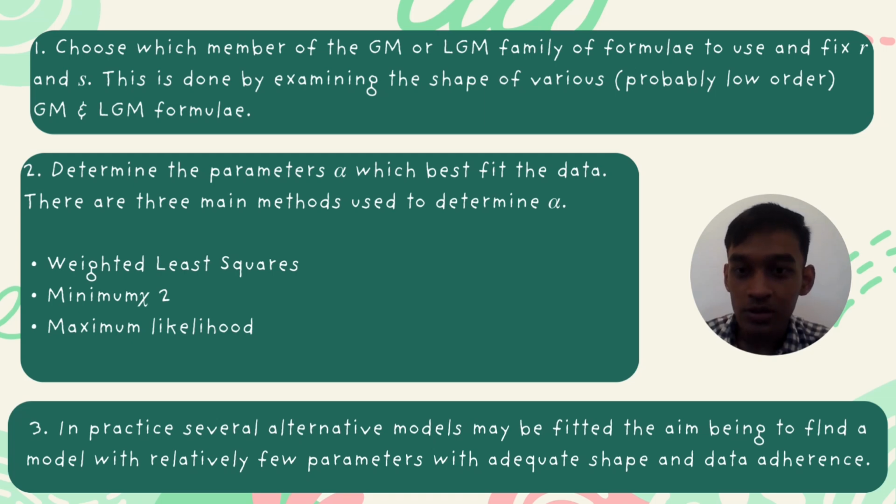There are three main methods to use: weighted least squares, minimum chi-square, or maximum likelihood. Third, in practice, several models may be fitted with the aim of finding the model that has relatively few parameters with adequate shape and data adherence.